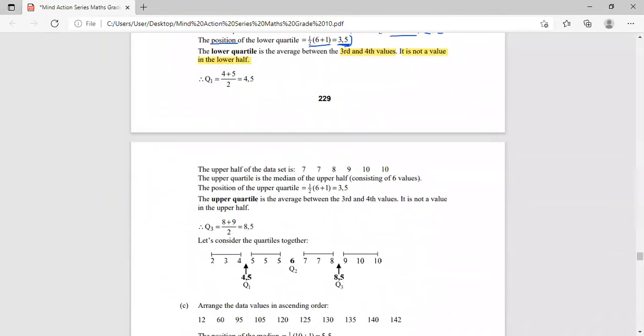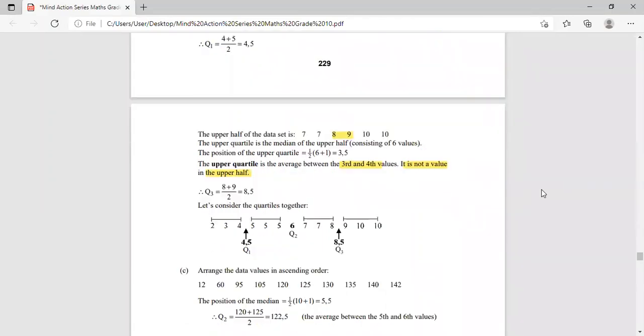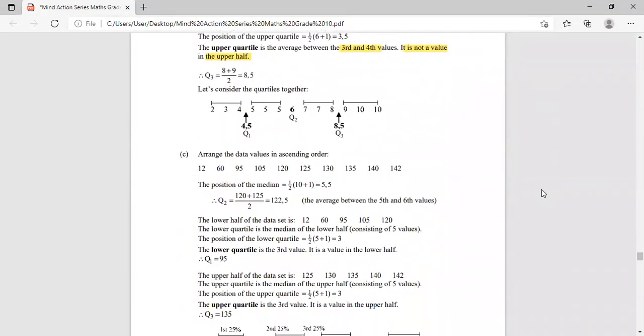In the upper half, it's the same thing. It's not the value in the upper half. It is between the 3rd and the 4th. In this case, the 3rd and the 4th are 8 and 9. You can see here how they actually represent the quartiles now. So it's the same thing.